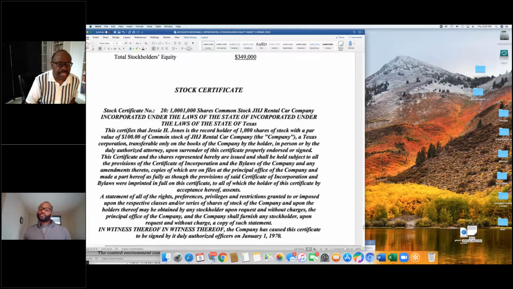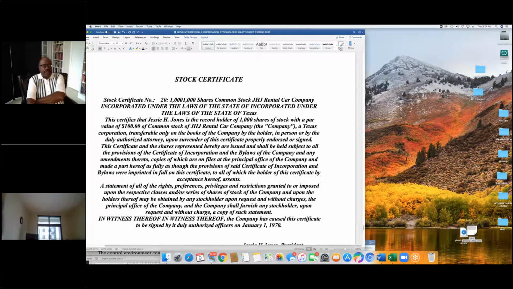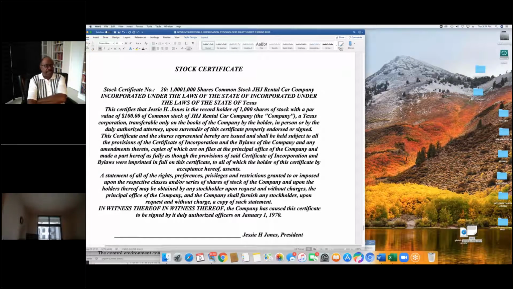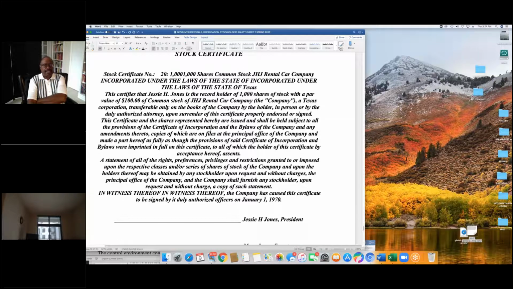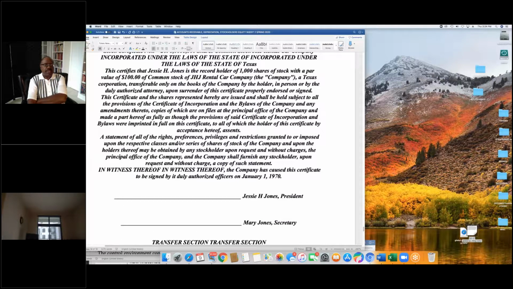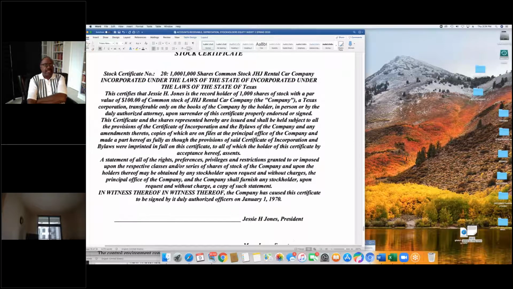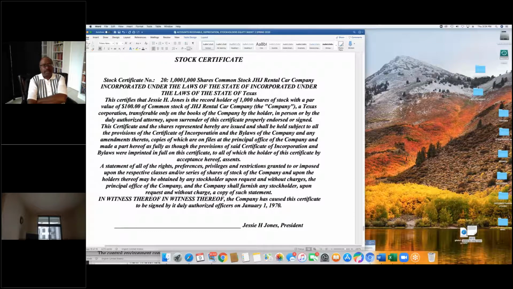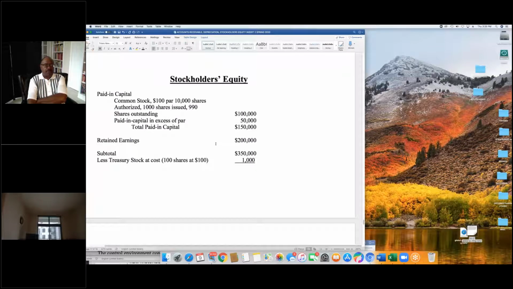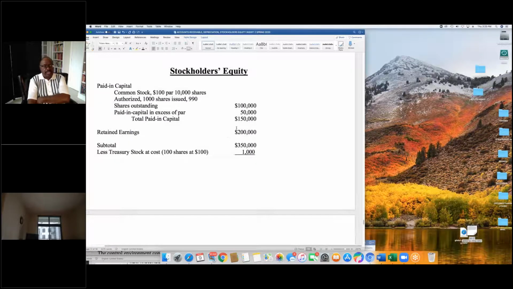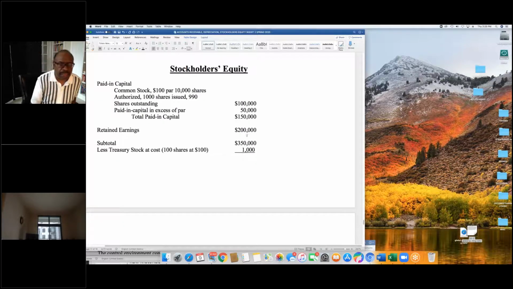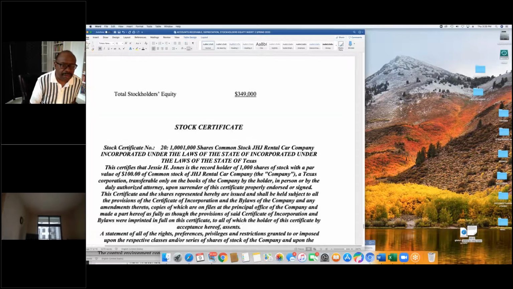This is what a stock certificate can look like. So when you put your money in the company, this is what you get, a stock certificate. And that shows that you own the stock. So once the money's in the company, it's there, and the board has decided to buy it back, but that doesn't happen.